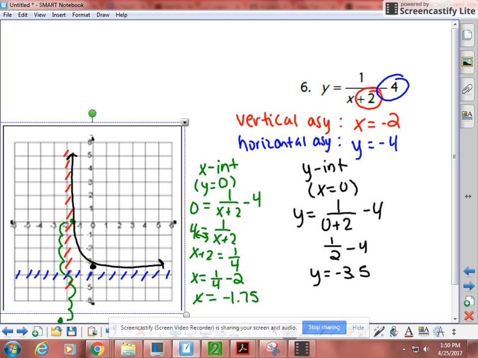Well, I have to reflect that point still. So from the origin, I went 1, 2, and up 1/2. So I'm going to go back 1, 2, and down 1/2. And that will give me the second part of mine. And again, you should be able to see both parts of yours.